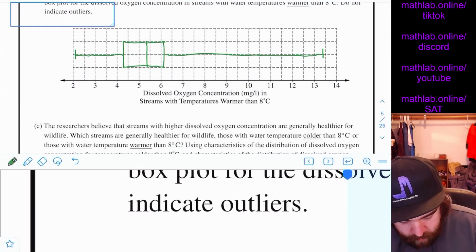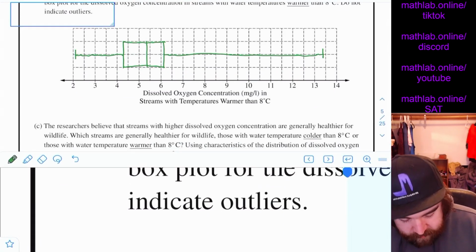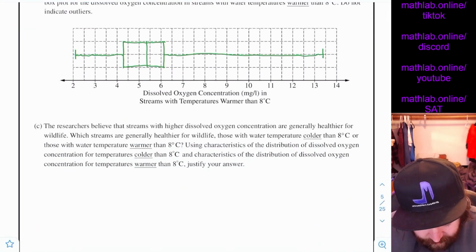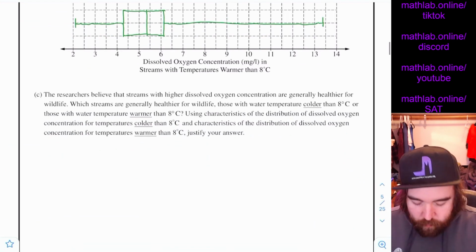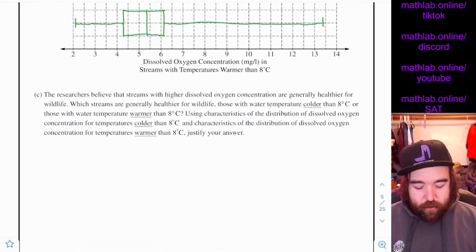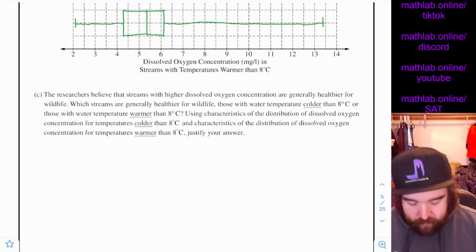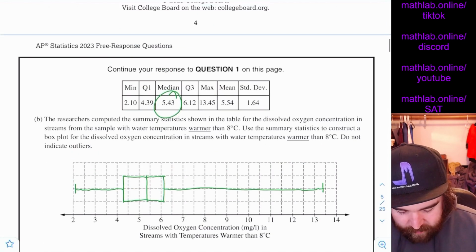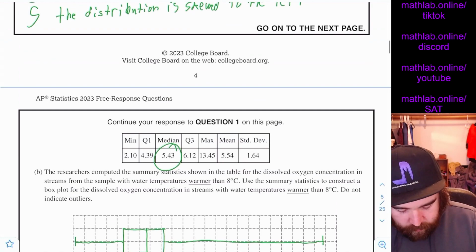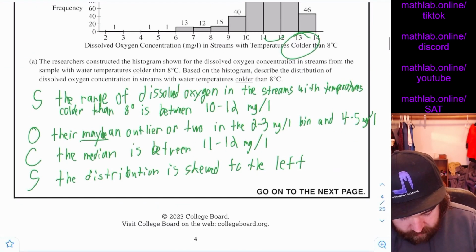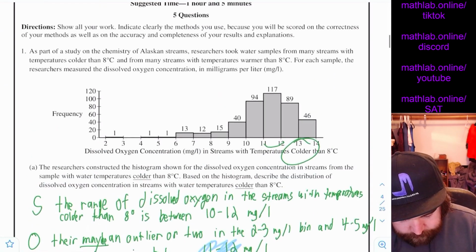Okay. The researchers believe that streams with higher dissolved oxygen concentration are generally healthier for wildlife. Which streams are generally healthier for wildlife? Those with water temperatures colder than 8 degrees or those with temperatures warmer than 8 degrees. Using characteristics of the distribution of dissolved oxygen concentration colder than 8 degrees and characteristics of the distribution warmer than 8 degrees. Yeah. So many words that they have to use. Okay. So we're mainly just going to be looking at the medians probably. And we even calculated the median of this already as 11 to 12.